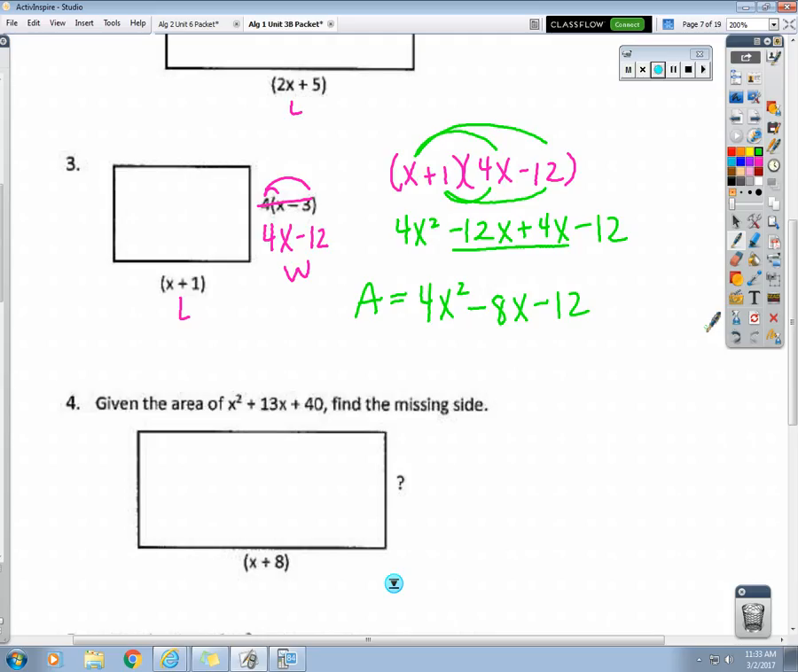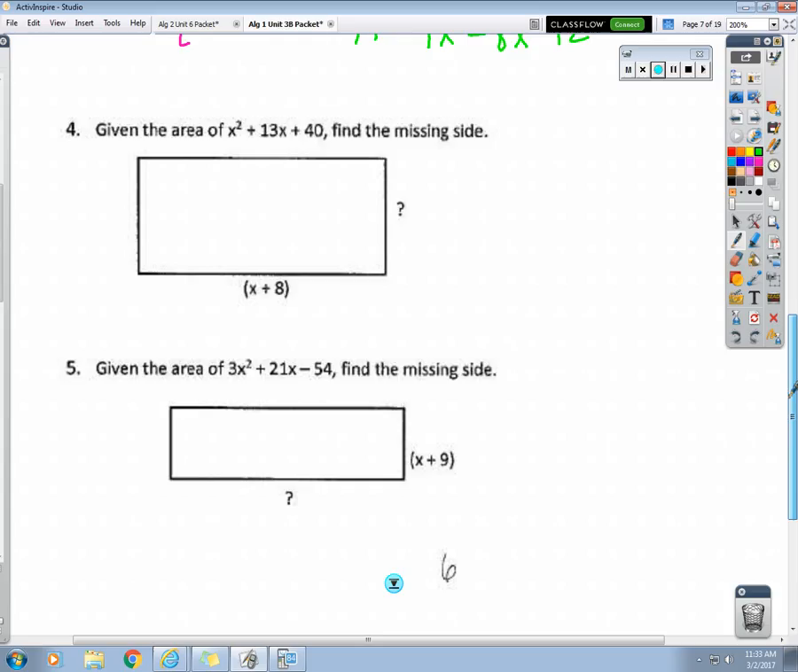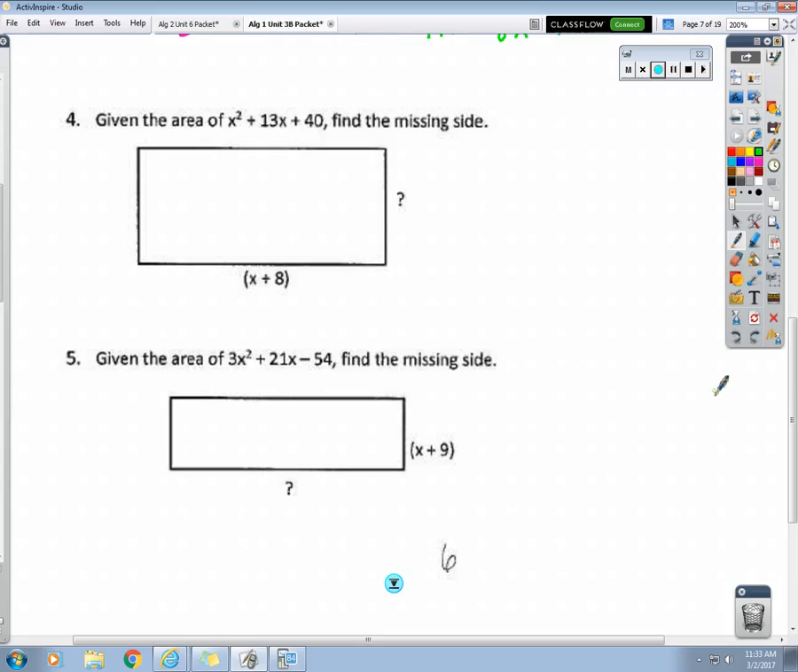Okay, number 4. Given the area of x squared plus 13x plus 40, find the missing side. So this time, what do we have going on? Right, they give us the area. This is the area. And they give us the length. We need to find the width. So how should we do that?